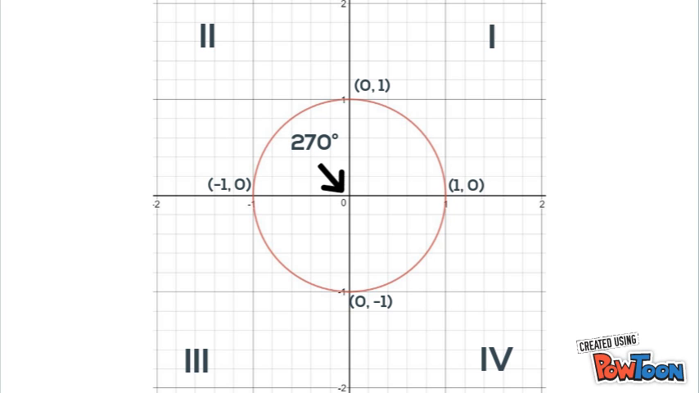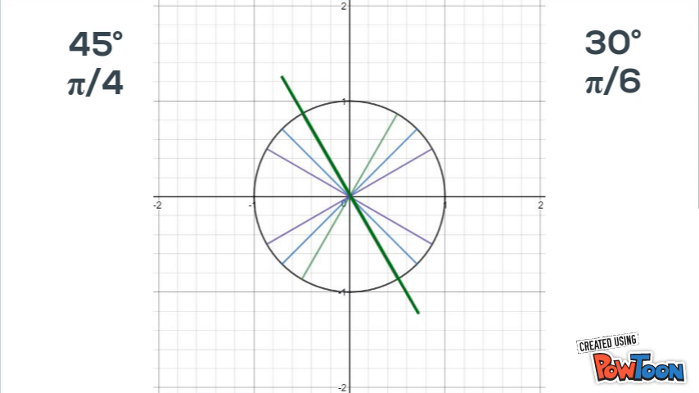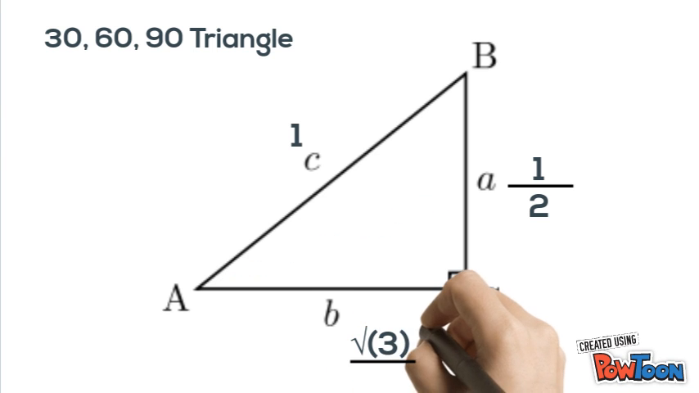radians. The circle can be further split up, where each section either measures 45 degrees, or pi over 4 radians, represented by the blue lines, or each section measures 30 degrees, or pi over 6 radians, represented by the green and purple lines. If you remember, a 30-60-90 triangle with a hypotenuse of 1 has an opposite side measuring 1/2, and the adjacent side equals the square root of 3 over 2.